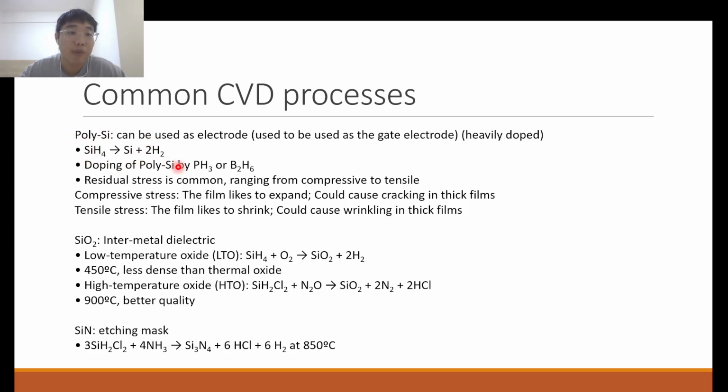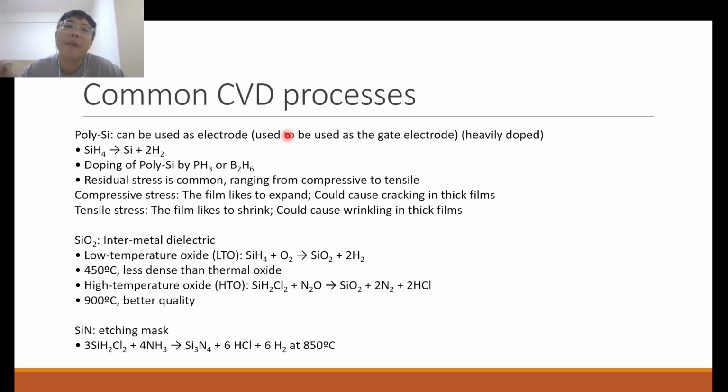let's say deposition of polysilicon. So it can be done through the decomposition of silane, and when you pump in gases containing your dopant atoms like phosphorus or boron, you can achieve a doped polysilicon, which is necessary to ensure your polysilicon is sufficiently conductive to use as certain electrodes.